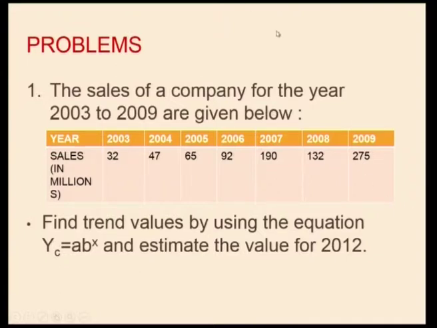Consider the following problem, which gives the sales of a company for the years 2003 to 2009. You are given the year and the corresponding sales in millions. The years are 2003, 2004, 2005, etc., up to 2009. Correspondingly, the sales are 32, 47, 65, etc., up to 275. The objective is to find the trend values by using the equation y = a b^x, that is the exponential trend, and estimate the value for the year 2012. Now let us move to how to compute this.